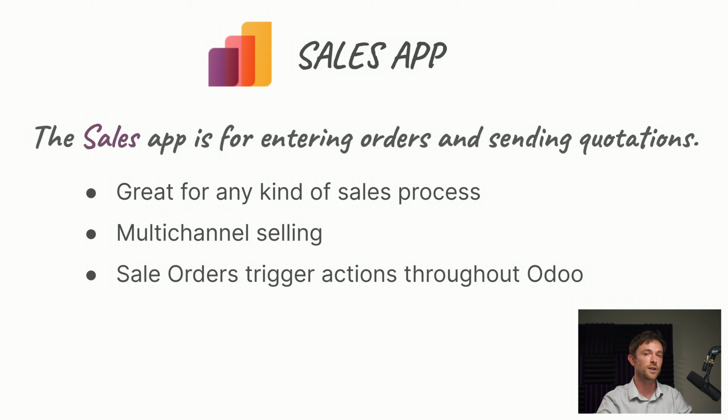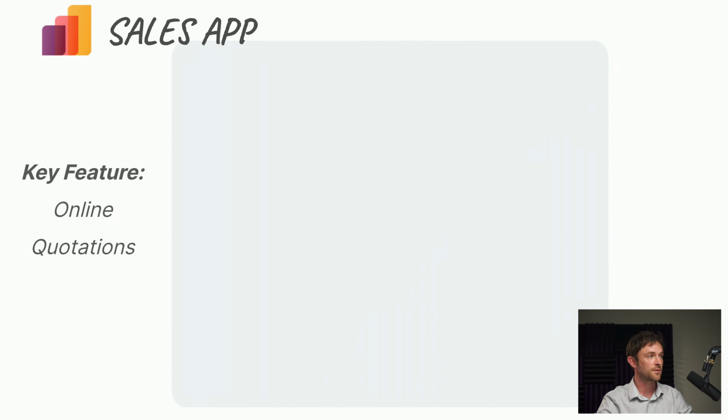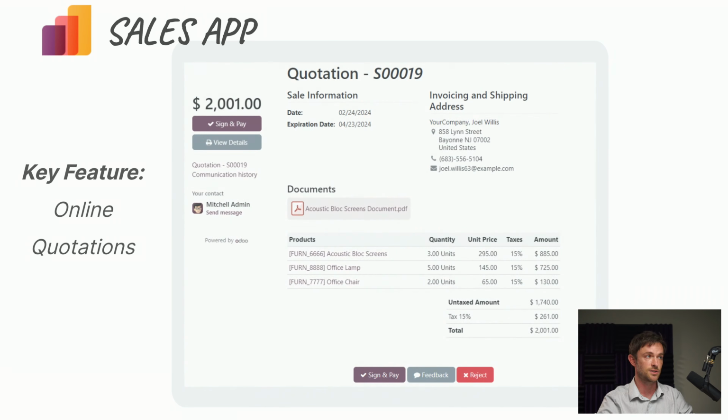And I think it's worth pointing out that in Odoo, sales orders tend to trigger a lot of actions within other apps in Odoo, which we're going to see in a bit. Highlighting a specific feature, we're going to highlight online quotations in the sales app. And if you want, you can send a unique private URL to the online version of a quotation. So instead of just sending a PDF, you could do this.